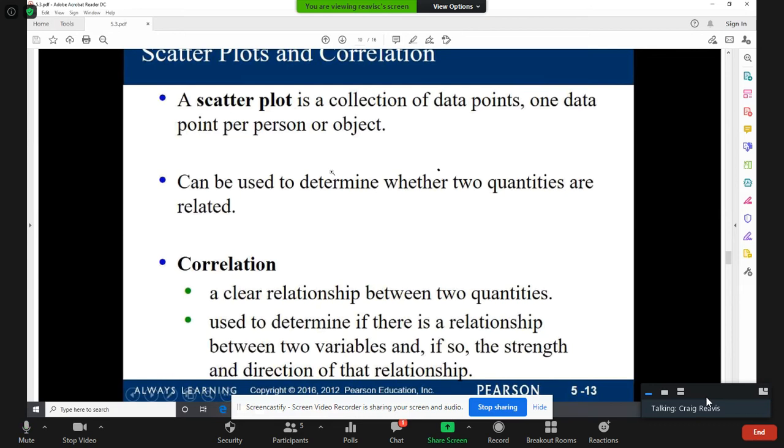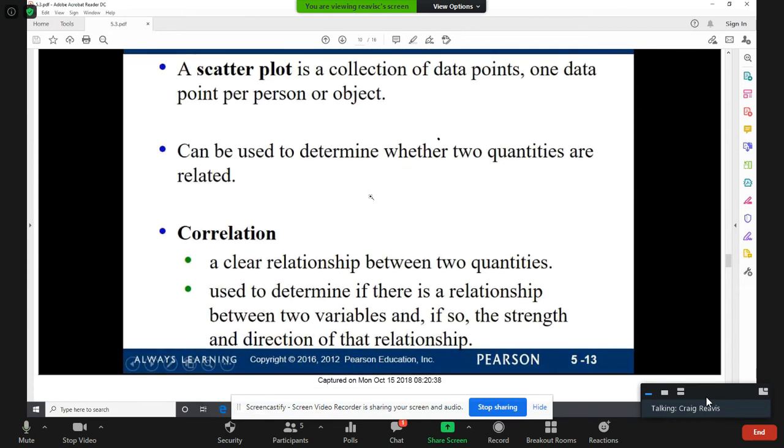All right. From the scatter plot, we can see trends. We can see if he's throwing more passes each week, about the same, if he bounced up and down. All right. Whenever we have a clear relationship, it's called a correlation. We use that to determine if there's a relationship between two variables.